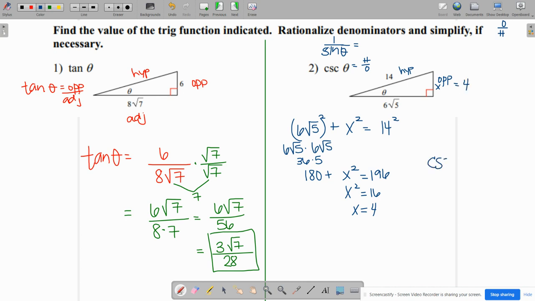So if we are looking for the cosecant of theta, like we said, that is hypotenuse over opposite. In this case, the hypotenuse is 14, and the opposite side was 4. So if we reduce that, that would be 7/2.